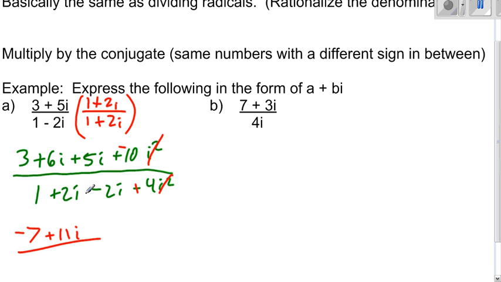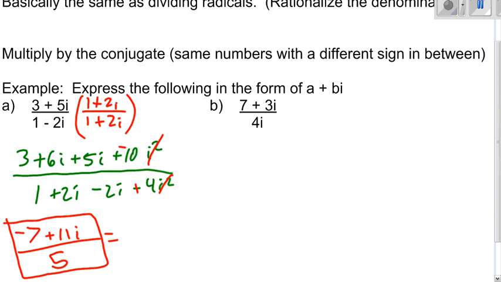2i minus 2i cancels out, and that should always be the case with conjugates. So we're just left with 1 plus 0, no, 1 plus 4. We have a 4 over here. So that's over 5. So there's the answer.